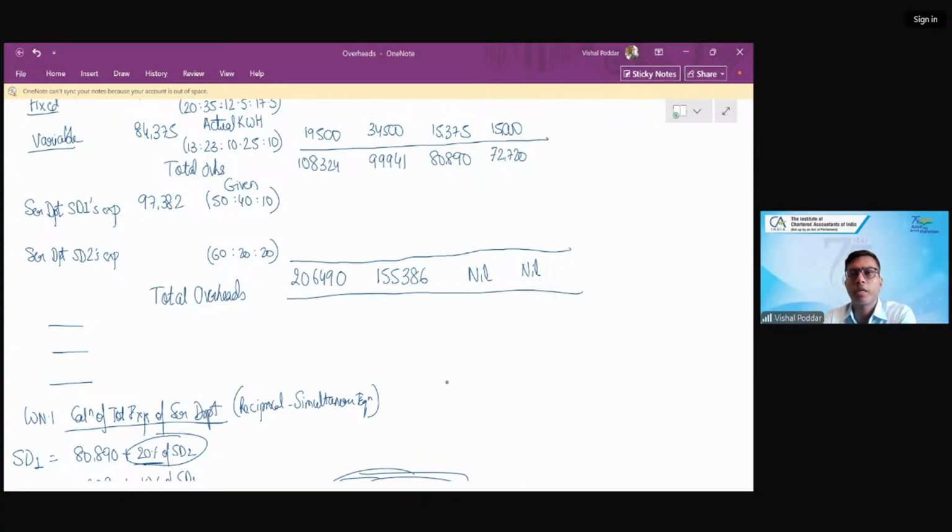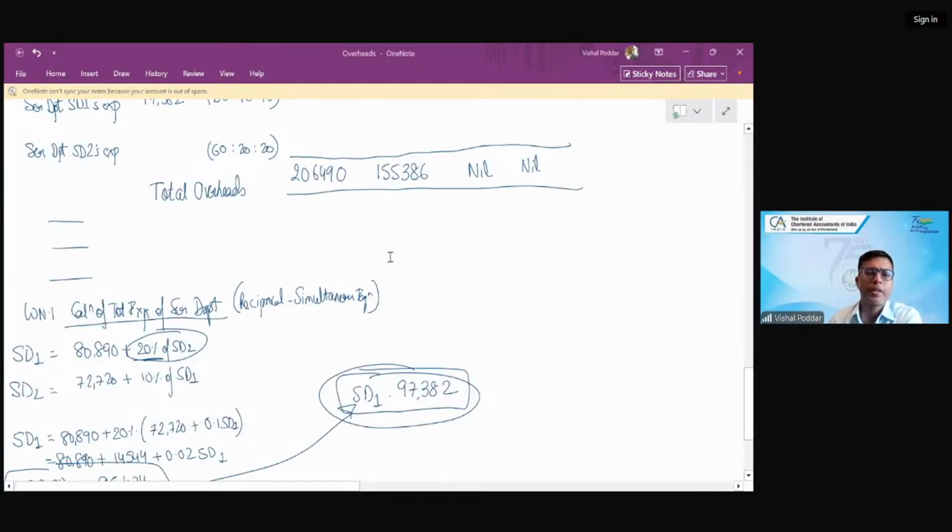Gunjan, read the question, you'll get the answer, beta. Read the third part of the question. It is given in the question itself. Yashashwini, I am not getting what you are solving. Perfect. So students, this is the final answer up to finding out total overheads.